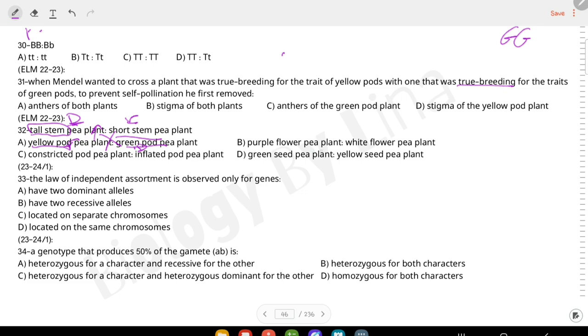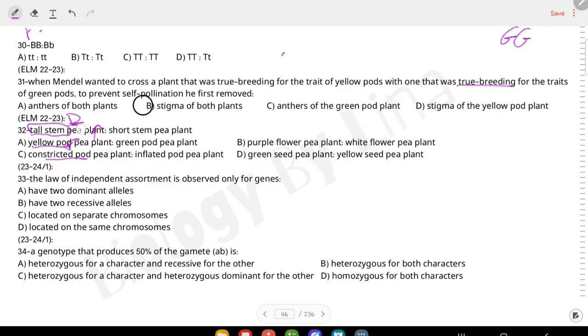Now B, purple flower, pea plant, white flower. Yes, this is correct. This is dominant and this is recessive. Then you have constricted pod and inflated pod. This is recessive with dominant, so this is also incorrect. Green seed and yellow seed. Yellow seed is the dominant and green seed is the recessive, so this is also incorrect. The correct answer will be B.